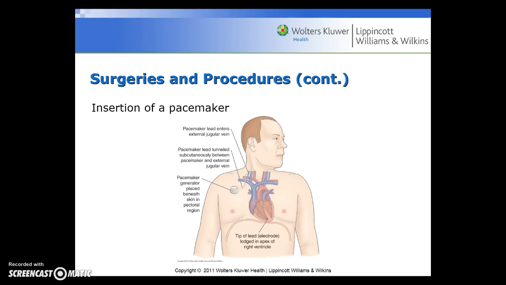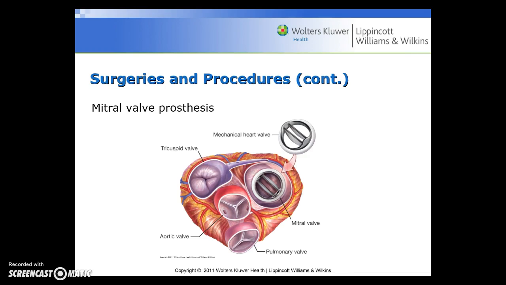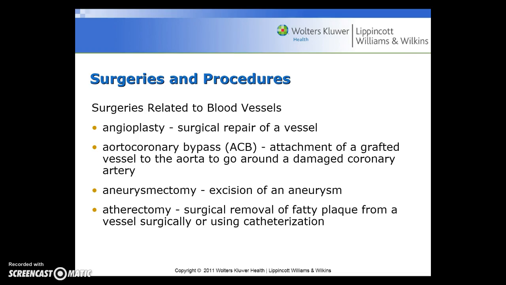Here's the insertion of the pacemaker. You can see the little round pacemaker generator placed beneath the skin in the pectoral region, and you can follow the lead tunnel into the apex of the right ventricle. Here is a mitral valve prosthesis. That's a mechanical heart valve.